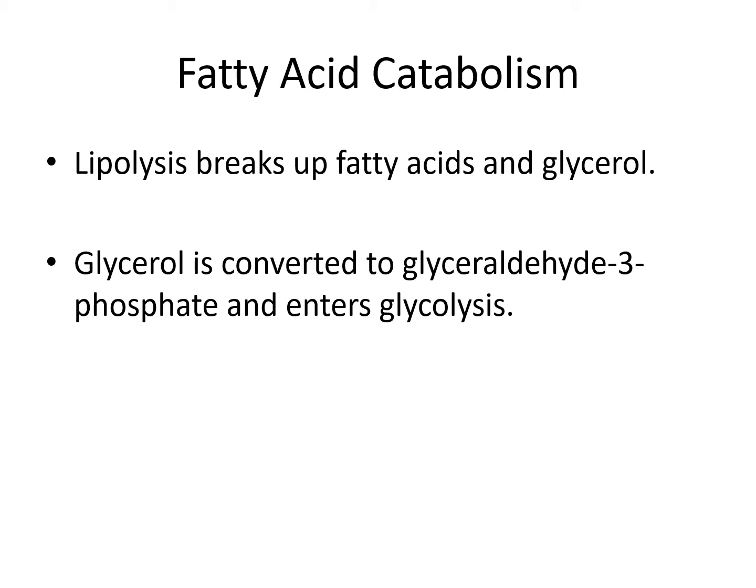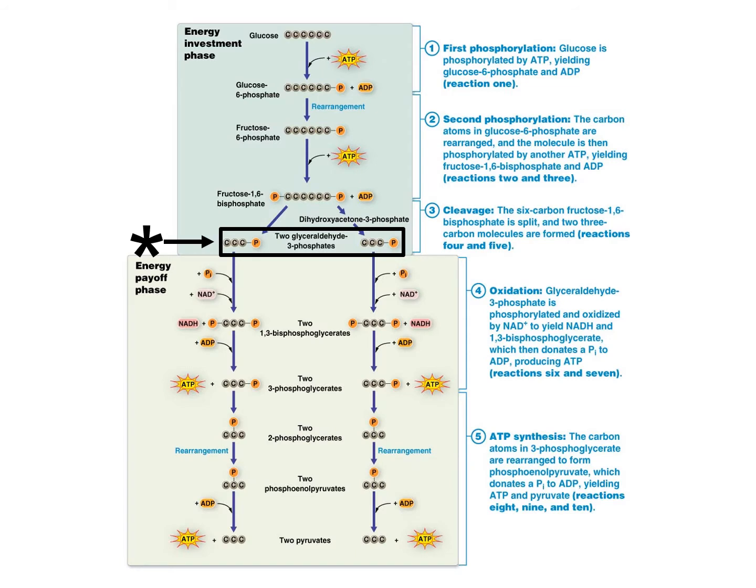Now, the catabolism of glycerol results in its conversion to glyceraldehyde 3-phosphate. And we know this already because this is an intermediate in glycolysis. So immediately we see that fatty acid catabolism enters the catabolic reactions of carbohydrates. If you remember this figure of glycolysis, I've put a star right here next to glyceraldehyde 3-phosphate. And this is where glycerol will enter glycolysis and then also result in the formation of ATP.